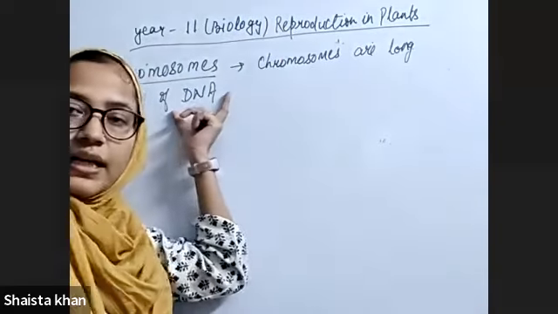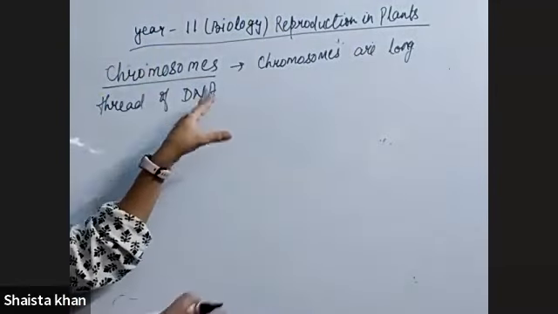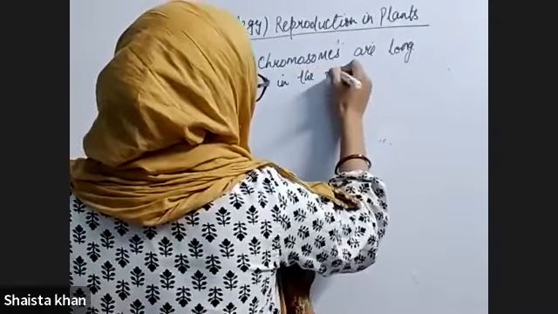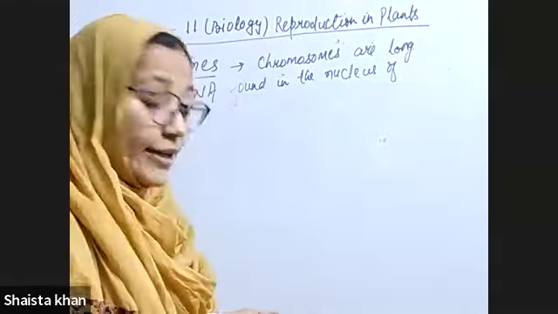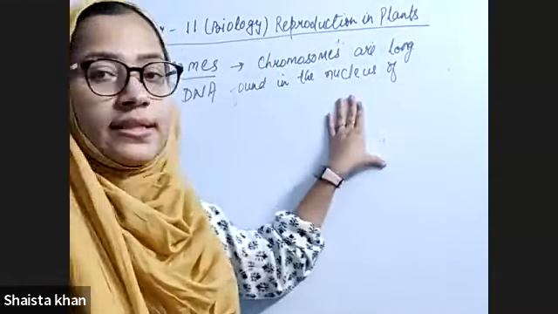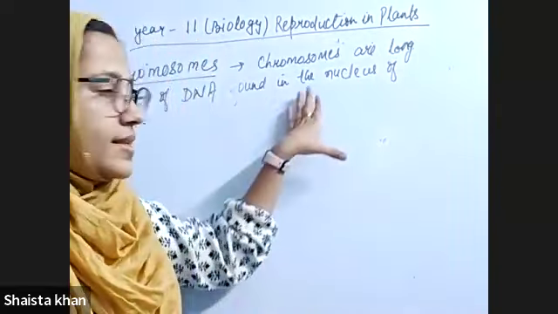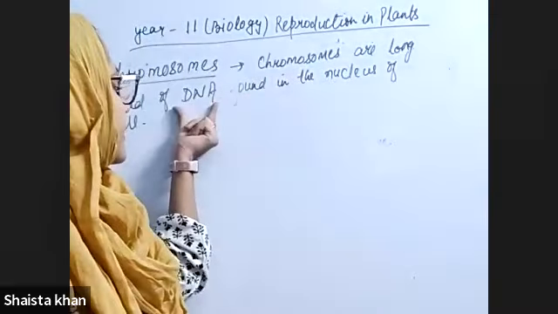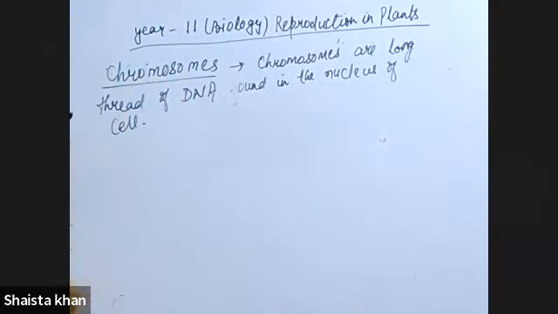What is the full form of DNA? The full form of DNA is deoxyribonucleic acid. DNA is found in the nucleus of the cell. The nucleus is the center, the brain of the cell. It is present in every kind of cell, whether a plant cell or an animal cell. So every cell has a nucleus, and DNA is present in it.